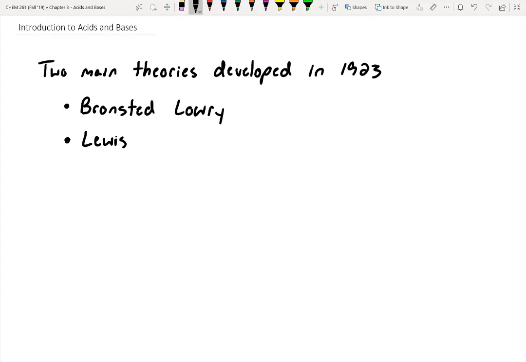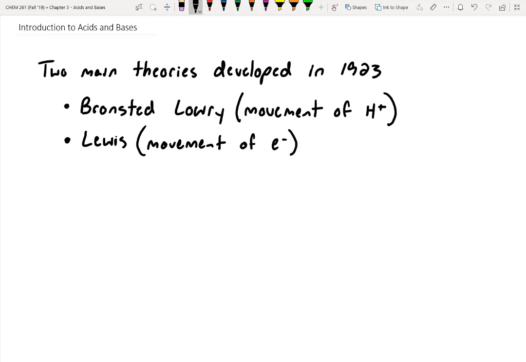So how do we describe acid-base chemistry when we're talking about Bronsted-Lowry acids and bases? Yeah, movement of protons, right? They exclusively focused on movement of protons. How did Lewis describe it? How was it different? Electrons, right? He talked about movement of electrons. We'll talk about both of these theories, but for the first chunk of this chapter, we're going to focus exclusively on Bronsted-Lowry.